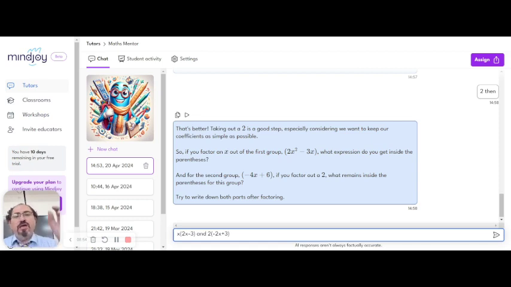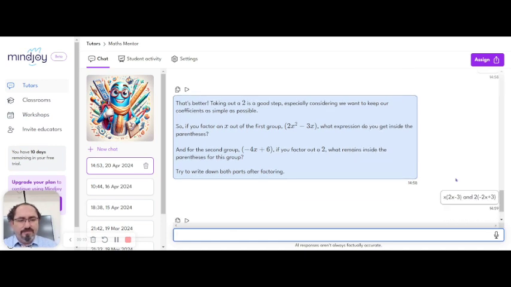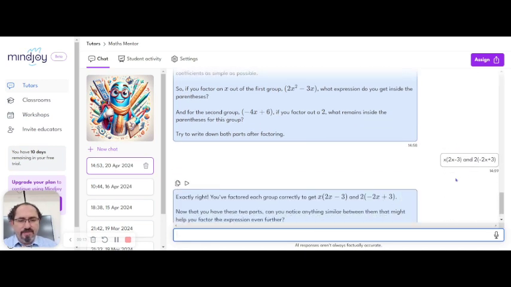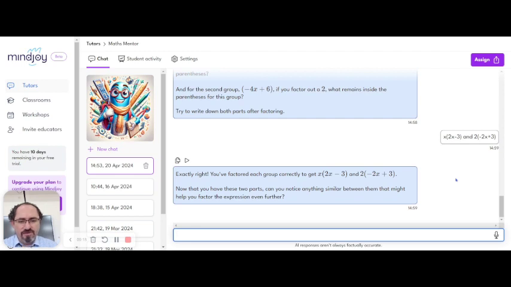Now, at this point, the expressions in the brackets must be the same. So we are getting to what I would call a dead end. The sign is really important here. Let's see how it goes. Okay, so is my factorization good? Now that you have these two parts, can you notice anything similar between them?